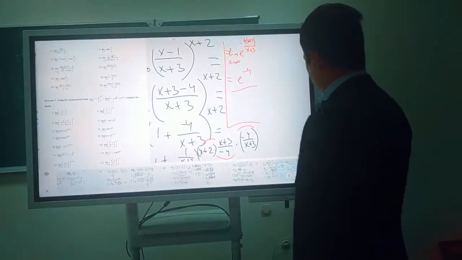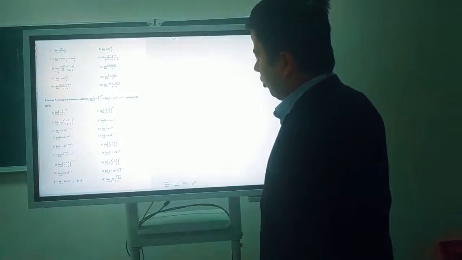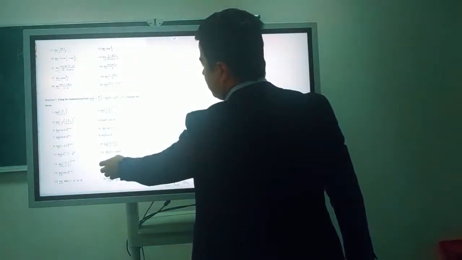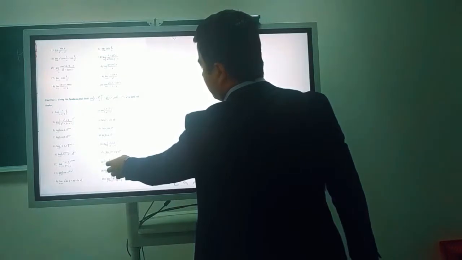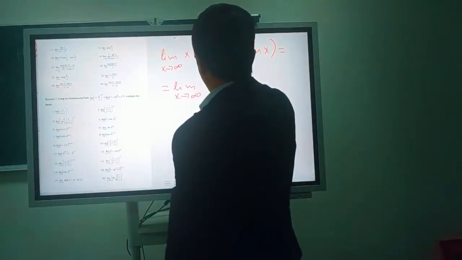Okay, now one more example here. For example, let's consider number 17. Limit x tends to infinity, x times (natural logarithm of 2 plus x minus natural logarithm of x). So now limit x tends to infinity, x times this one we can write as the division of these two expressions.